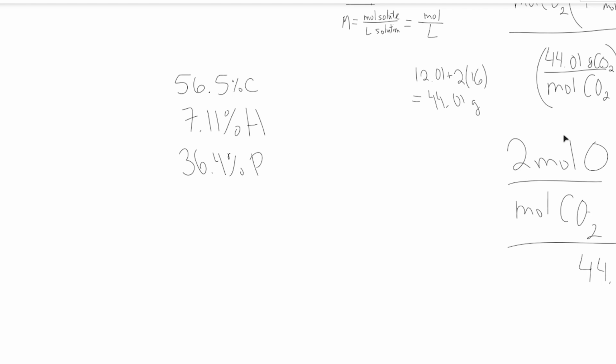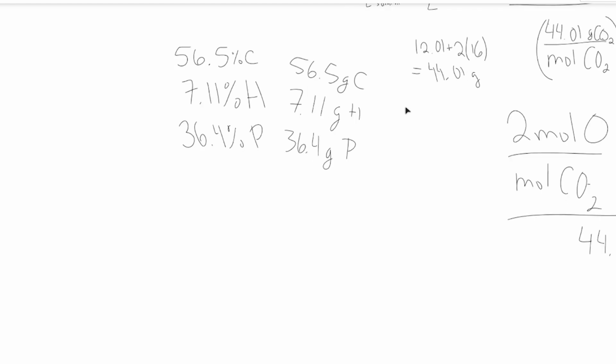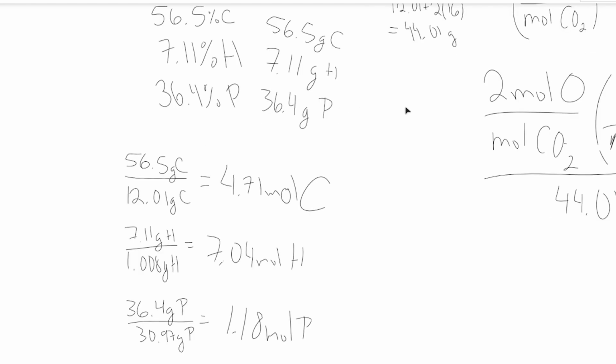This would mean that if we have 56.5% carbon of a 100 gram sample, we would have 56.5 grams. Same with hydrogen with 7.1 grams and 36.4 grams of phosphorus. Now, we can divide these masses by the molar mass to find the number of moles. Now we've solved for the moles of carbon, moles of hydrogen, and moles of phosphorus.